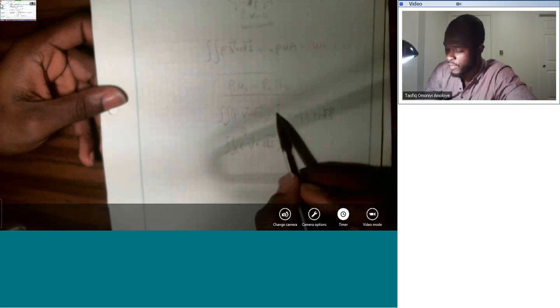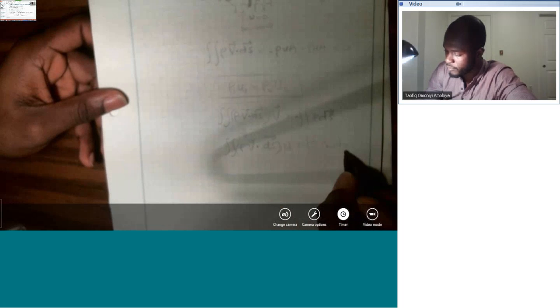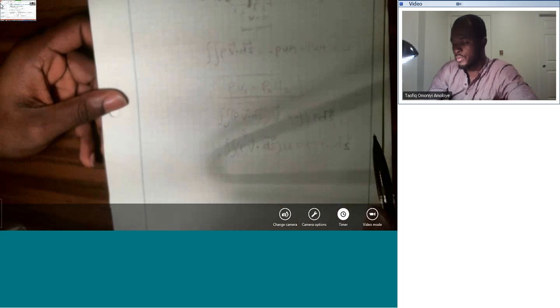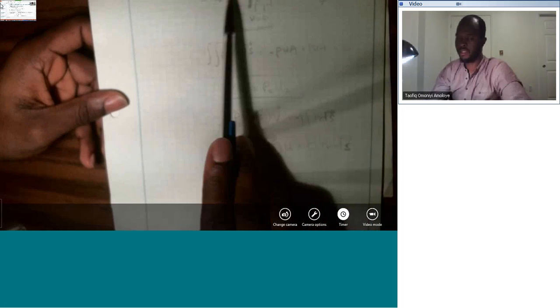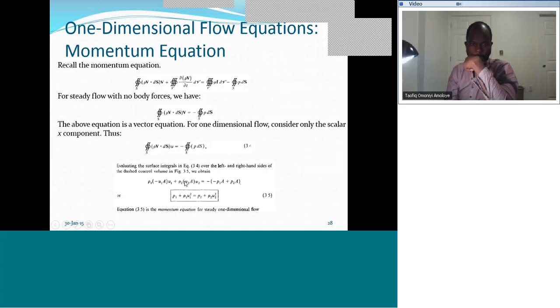So with that in mind, the correct way to have written is p ds subscript x, just to show that the integral gives us a pressure force in the x direction. So when we evaluate the integral on both faces, we come up with this equation here, which just simplifies to equation 3.5. P1 plus rho 1 u1 squared equals P2 plus rho 2 u2 squared. And this is a statement of the conservation of momentum for the one-dimensional flow.